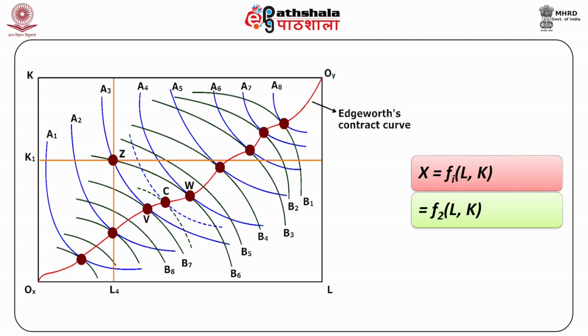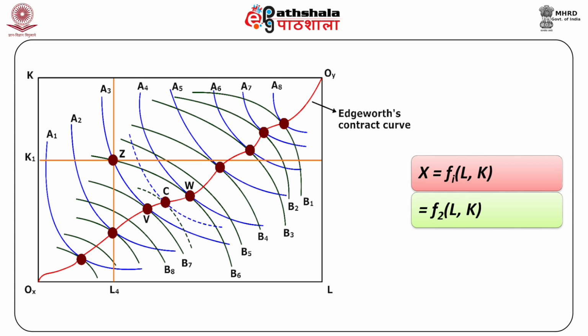As I have said, the first one is in blue and is going from the left to the right, and this is for commodity X. The second one is in black and is going from right to left and is for commodity Y. Now we are considering the possible point of equilibrium. Let us first consider the point Z.